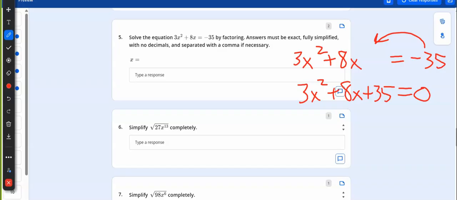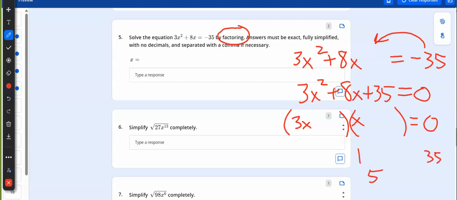Okay. Now, they've told me to factor it. So I'm going to break it into two parentheses, and I know it's got to be 3x and 1x. Now, my factors of 35 are 1 and 35, and 5 and 7. There's not a whole lot of options.